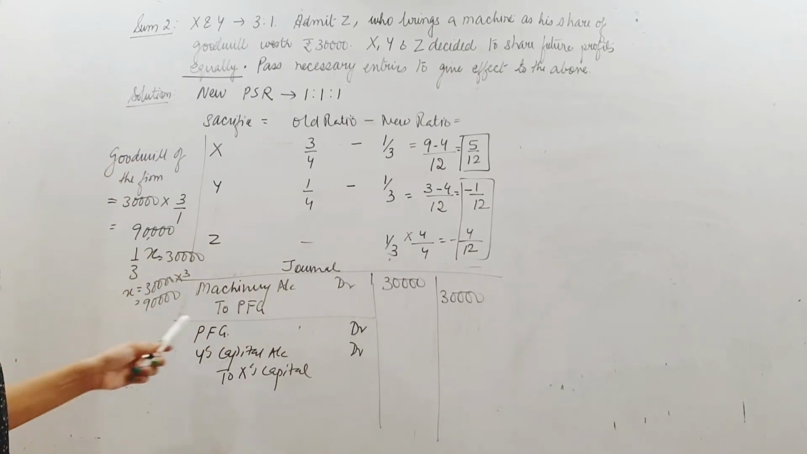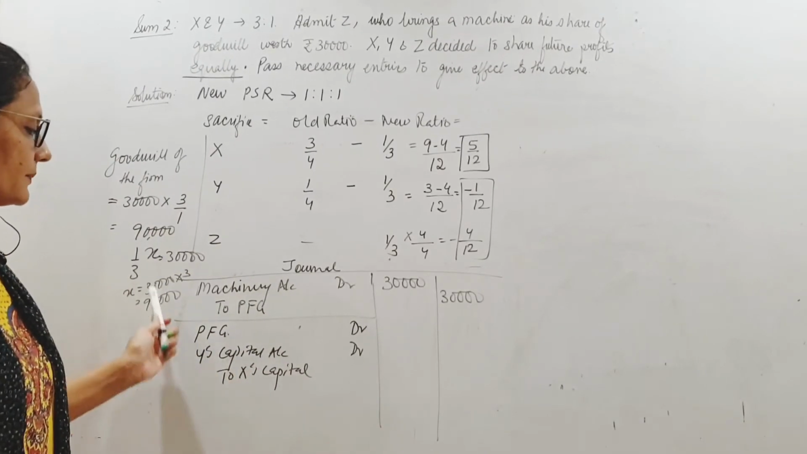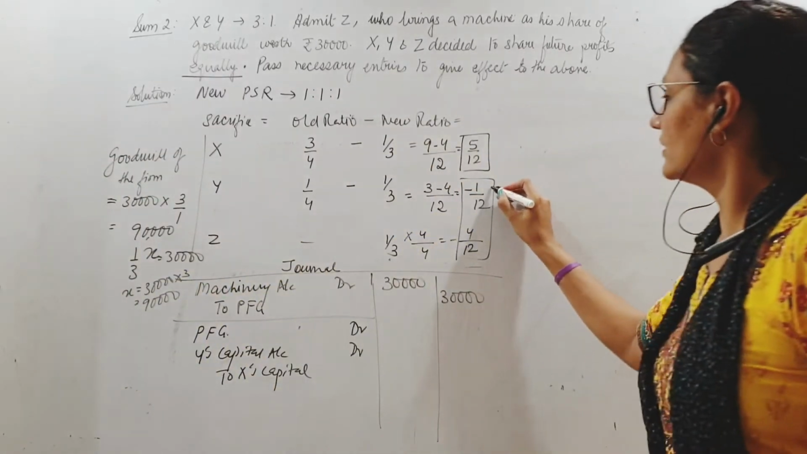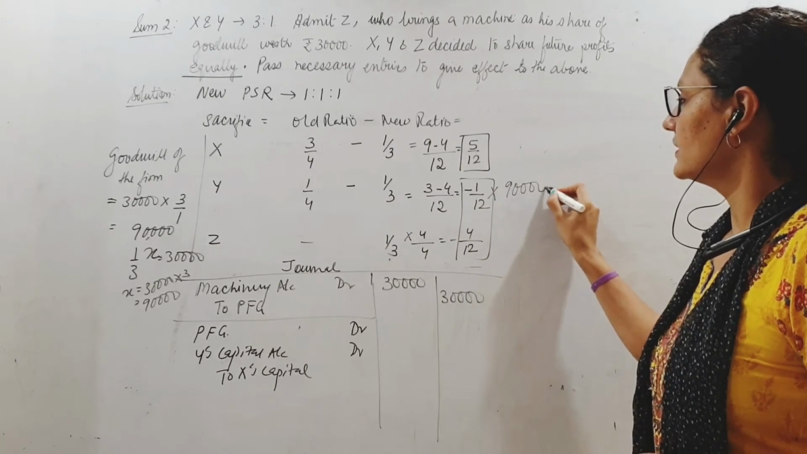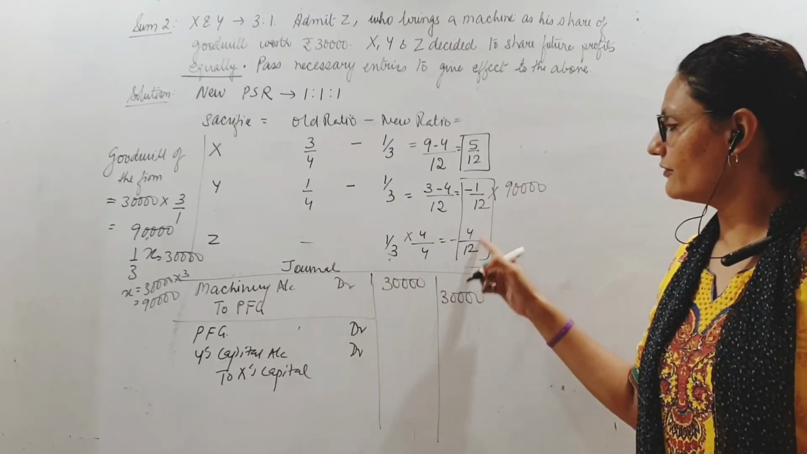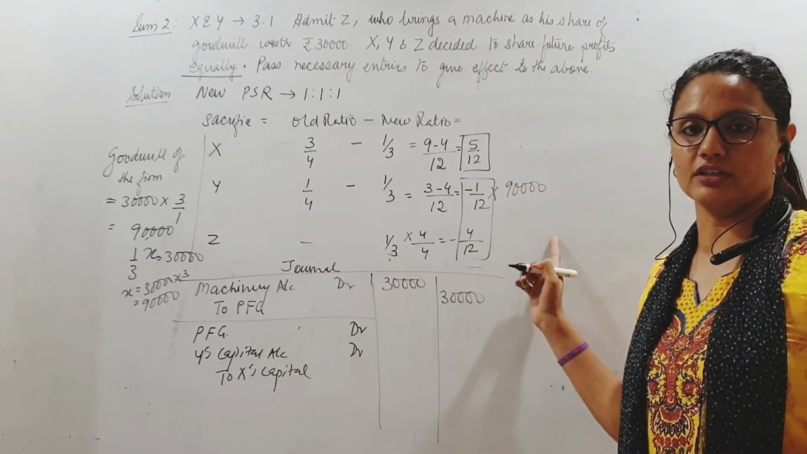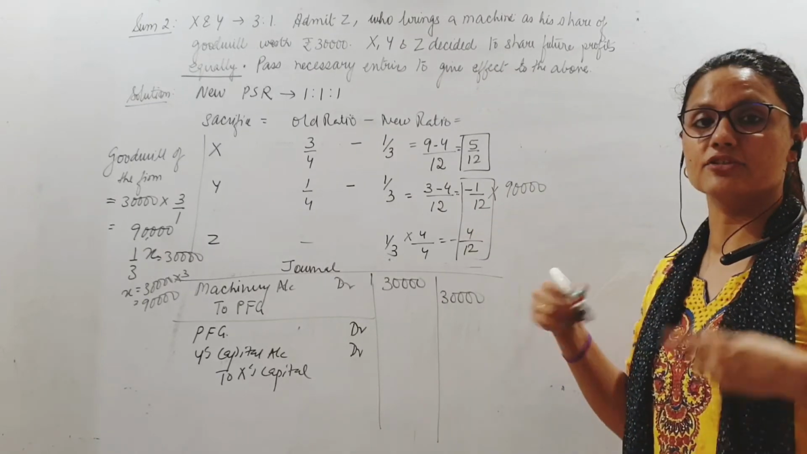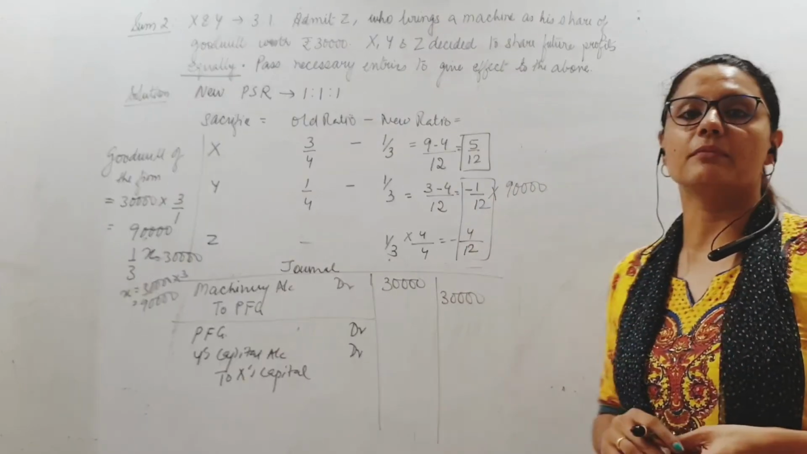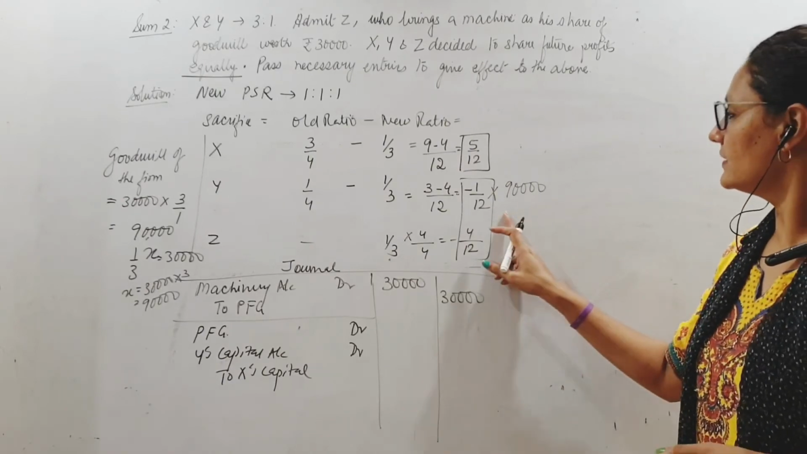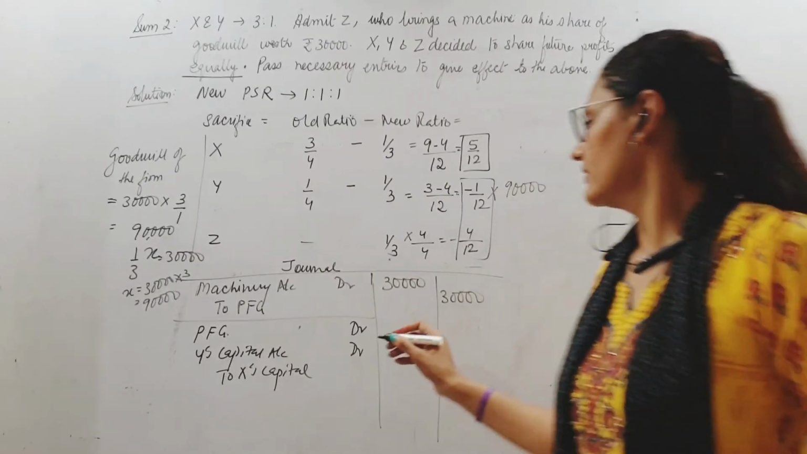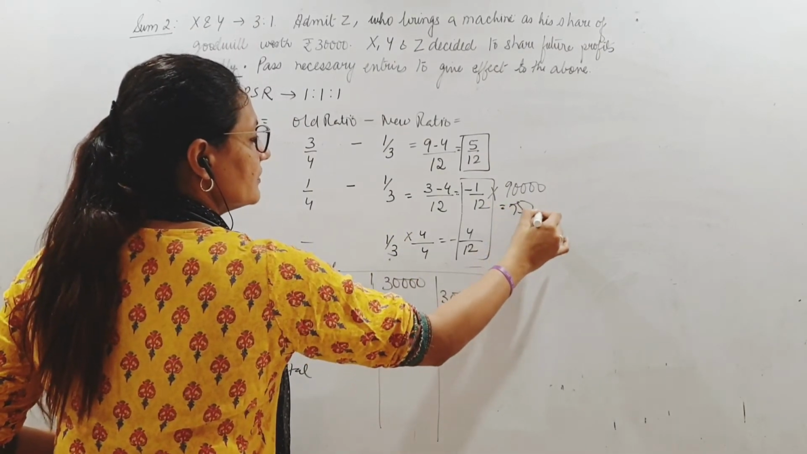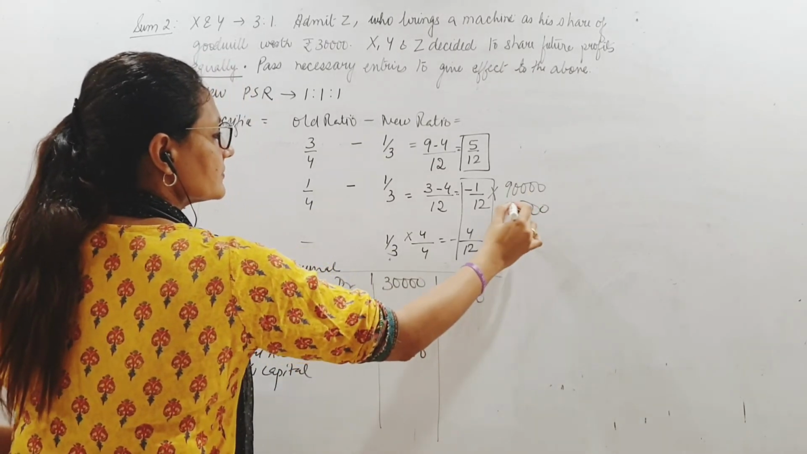So, here, this entry, Y is supposed to compensate X for 1/12 of the total goodwill of the firm. That is, what is he gaining? He is sacrificing this much, so he is compensating this much for his share of goodwill. So obviously he will also contribute his share of goodwill, his share of gain. 90,000 divided by 12. Alright? Divided by 3 is 30. So divided by 4 is 7,500. Okay?